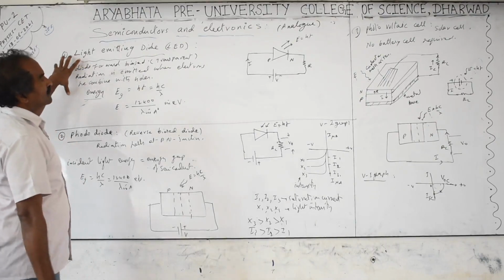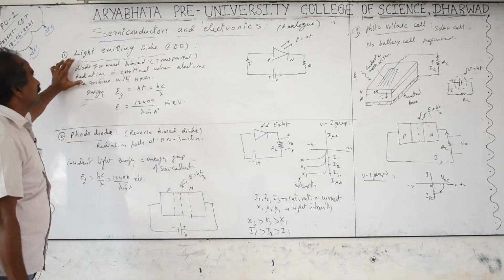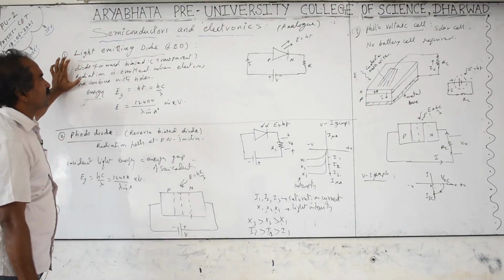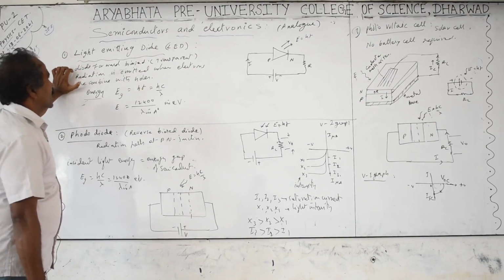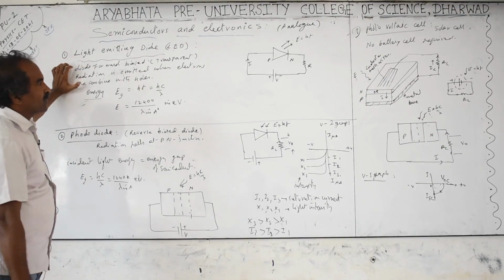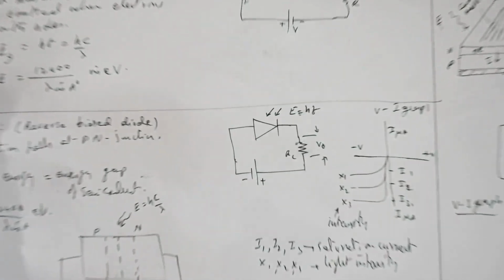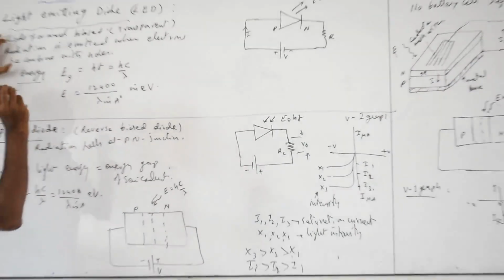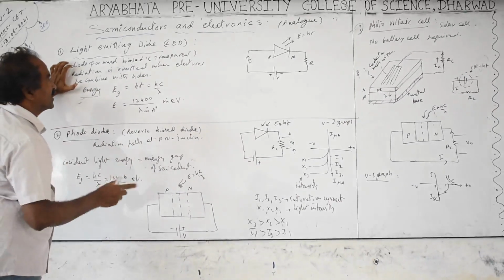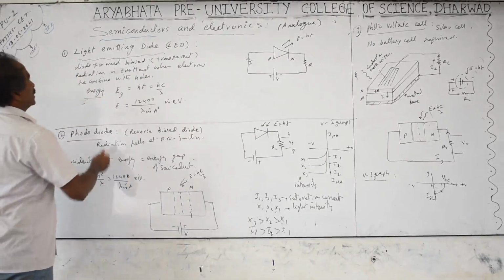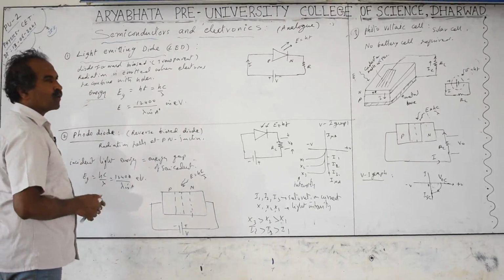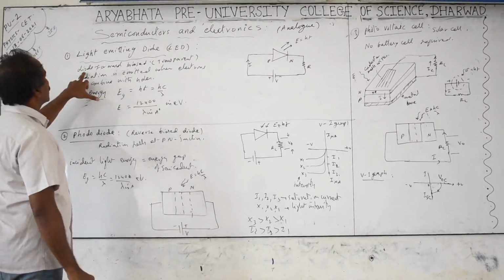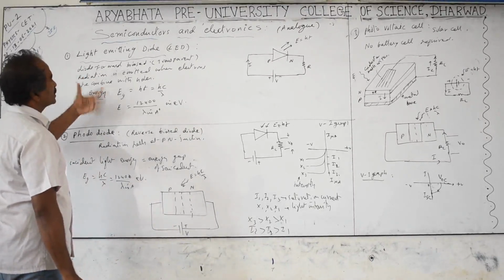Next application of the diodes is the light emitting diode. In short, we call it an LED. This is like an ordinary PN junction diode, but the difference is that its energy gap is adjusted so that it produces a particular frequency or wavelength of light whenever the electrons recombine. Whenever the electrons recombine with the holes at the junction, the energy is radiated out.